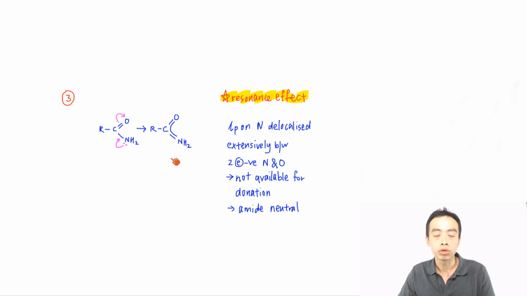One way we can show this is using this structure here, where this curve will represent the delocalized lone pair, and this lone pair is delocalized very well between my nitrogen, my carbon, and my oxygen, because oxygen is very electronegative and nitrogen is also pretty electronegative. So the lone pair is actually spread out very well between the two electronegative atoms. Because the lone pair on my nitrogen is delocalized extensively between the electronegative nitrogen and oxygen, we don't use it for donation. Amides actually don't use the lone pair on my nitrogen at all for donation, so therefore amides are neutral.